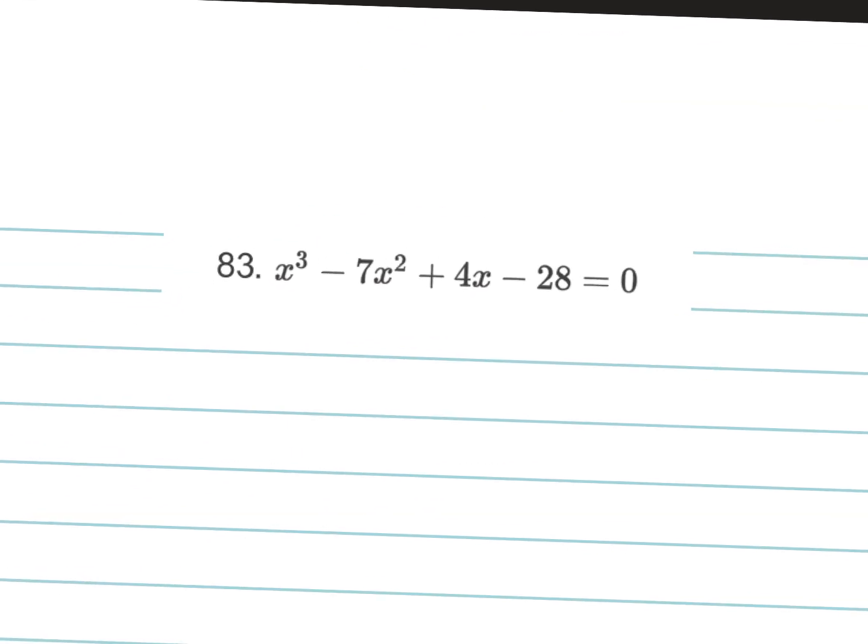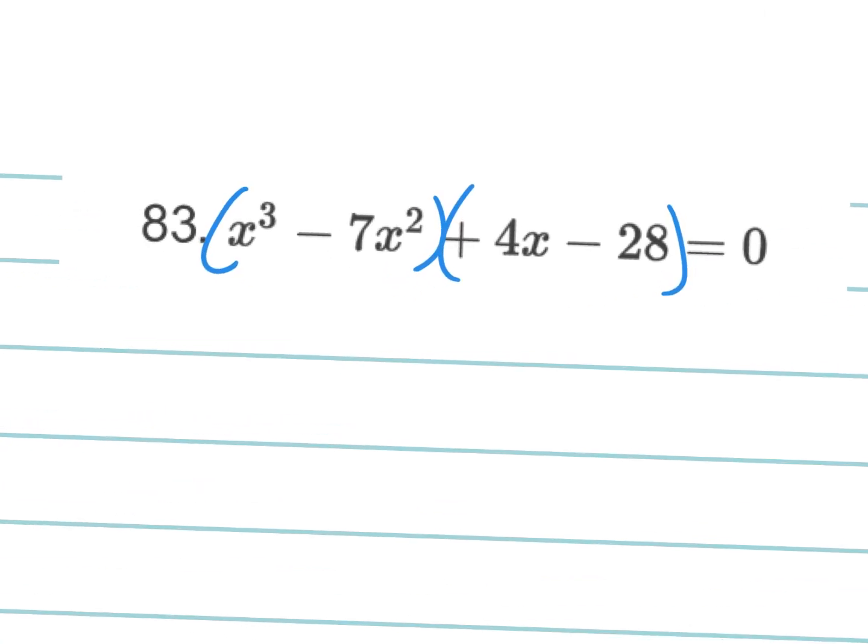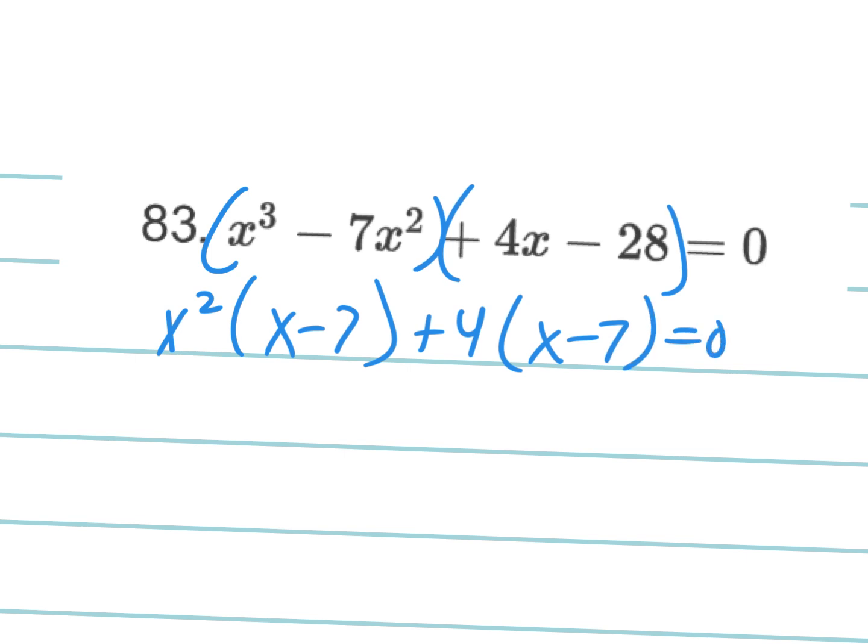So then we come to 83. We notice 83 has 4 terms. So we say, okay, how do we factor? How do we solve when there's 4 terms? Well, we look to group. We're going to take the first 2 and the second 2. What do we have in common with the first 2? It's going to be x squared, and we're left with x minus 7. In my second group, I can take out a positive 4, and I'm left with x minus 7 equals 0.